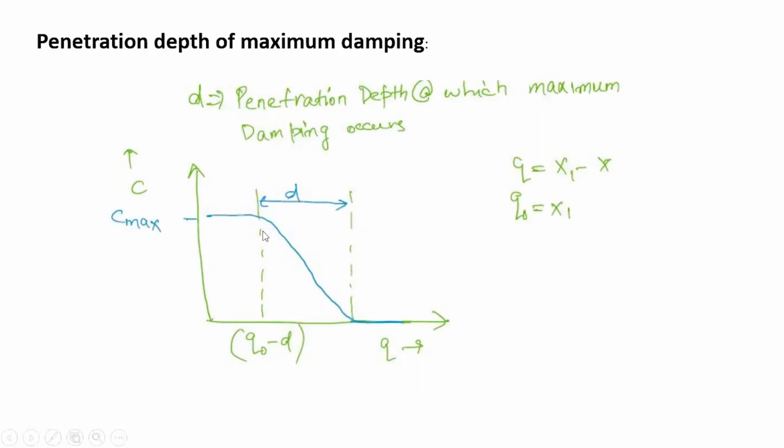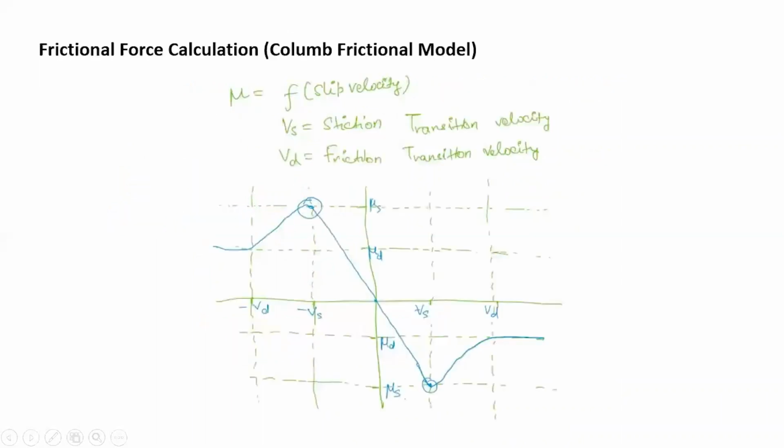So as you can see in this graph, this is the natural length at which the damping is 0, and this is the maximum damping penetration depth. At this point, the damping force becomes maximized. So we have talked about the normal force. Let's talk about the frictional force, right?